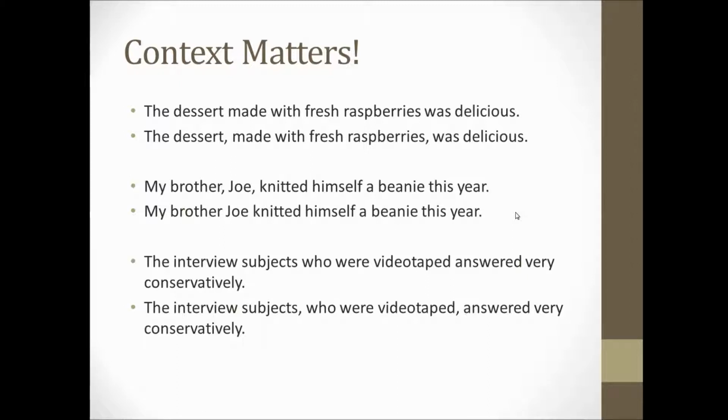I would say the first sentence would be like if there were a lot of desserts on a table and you picked one up and ate it, and then your friend asked, what dessert should I get? And you say, oh, the dessert made with fresh raspberries was delicious. So you're telling which dessert was good. But in the other one, maybe you're describing an entire meal and you tell them about the salad and the main dish and then the dessert. But there's only one dessert. There's not a whole set of options. So you say, oh, and then the dessert, made with fresh raspberries, was delicious. So this information tells us something about the dessert, but it doesn't tell us which dessert we're talking about.